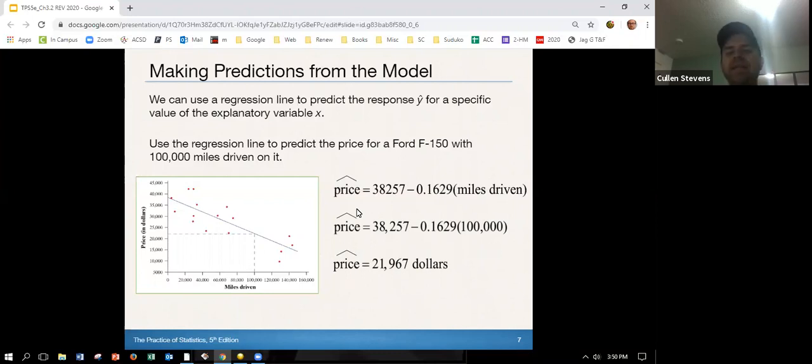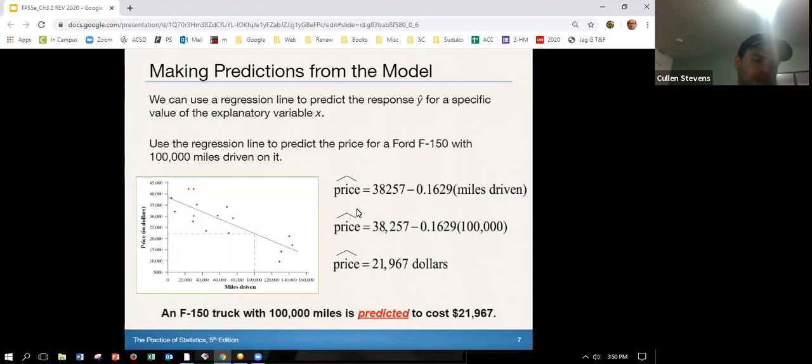Remember, that hat over the price reminds us that this is predicted. We wouldn't say that that's what it is. We would continue to say, from our model, that's what it's predicted to be. So a Ford F-150 truck with 100,000 miles is predicted to cost $21,967.